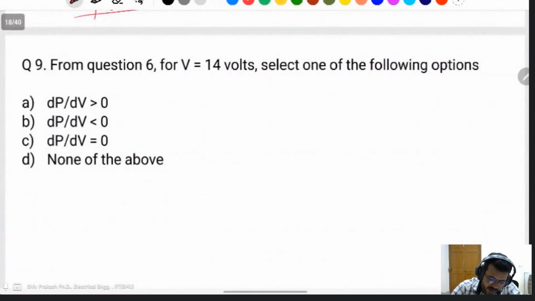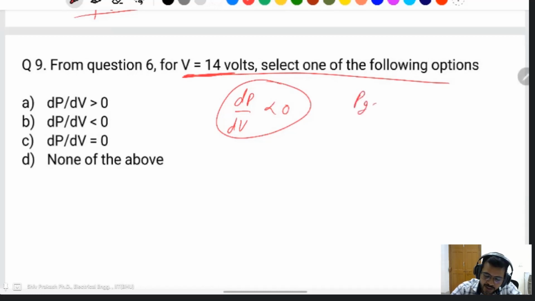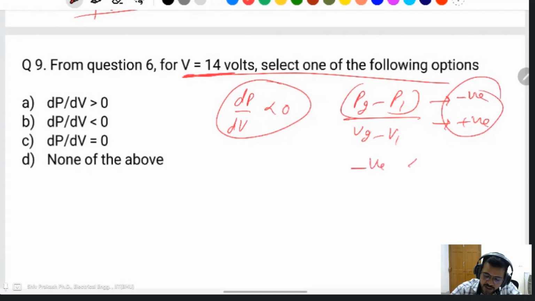From the question, V is equal to 10 volts, select one of the following options. The same thing applies here. Now you will get dP by dV less than 0, because the voltage will increase and the power will decrease, and P2 minus P1 will be a negative value, and V2 minus V1 will be a positive value. That's why overall it will be a negative value, less than 0.